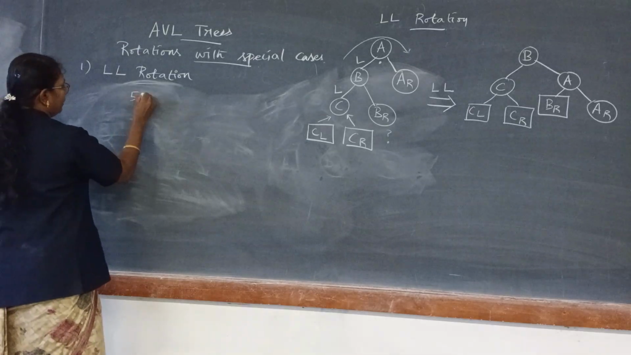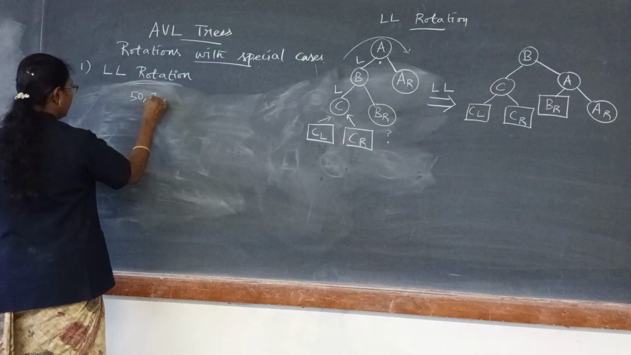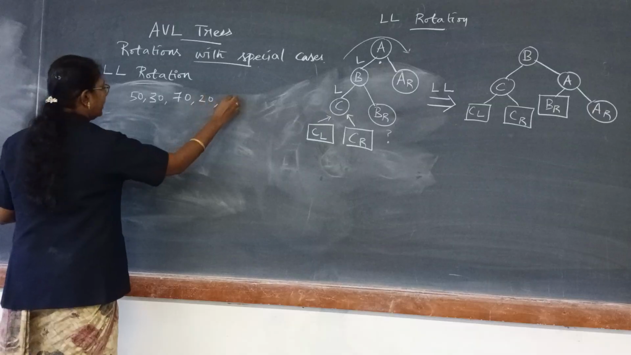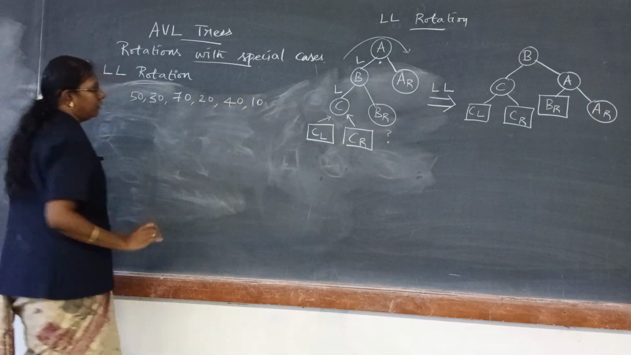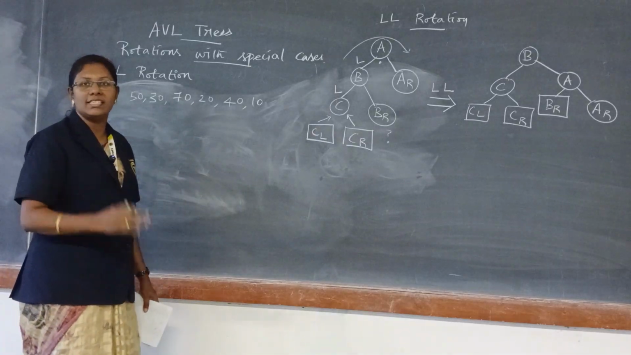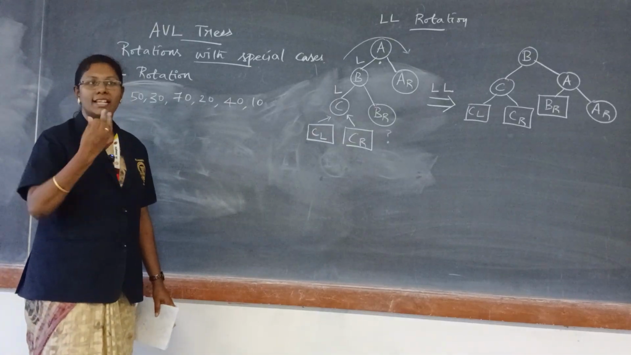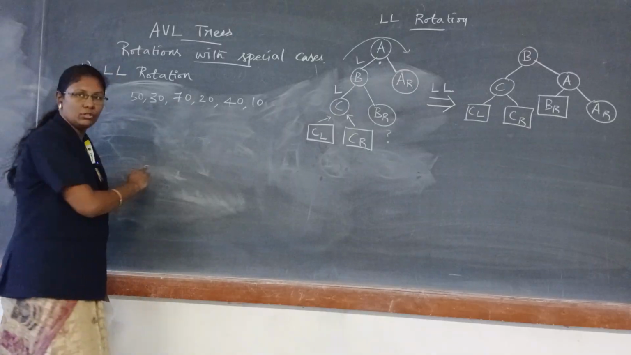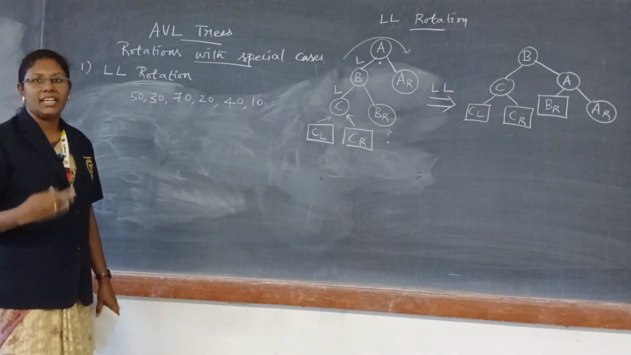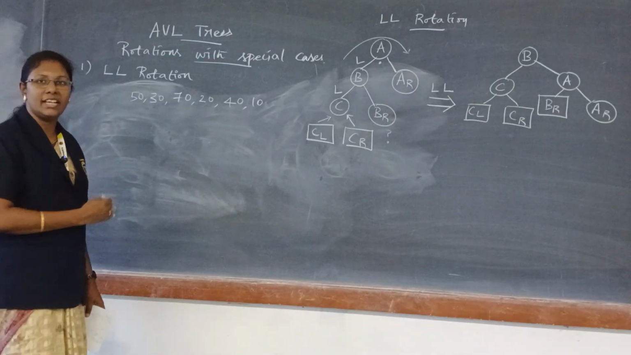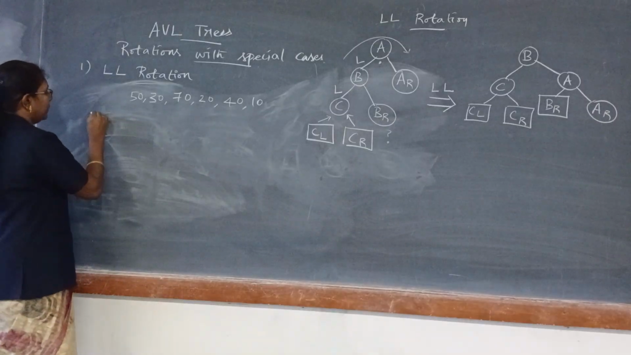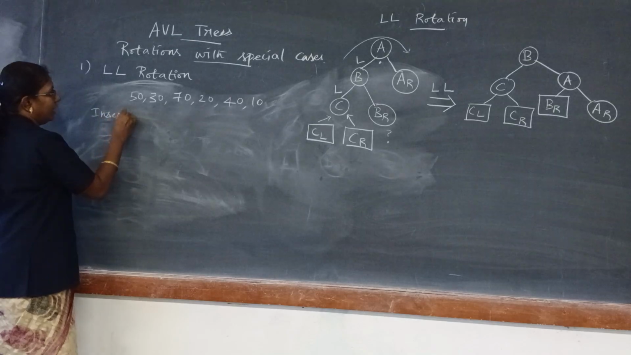Okay, so for this I am going to insert some values now. Consider the values 50, 30, 70, 20, 40 and 10. These are the given values we need to insert in an AVL tree. I'm going to construct the AVL tree using these values. Okay, so let's check whether we are going to encounter any imbalance while inserting or constructing the nodes into the AVL tree. So now the first step is insert 50.